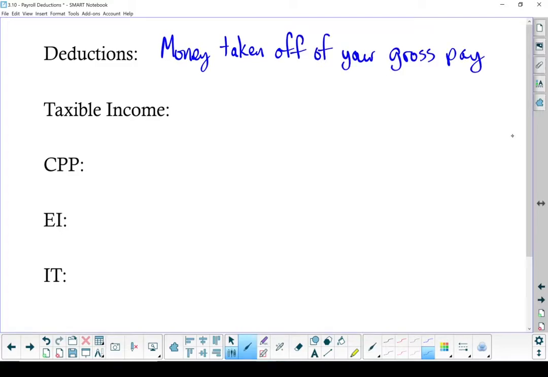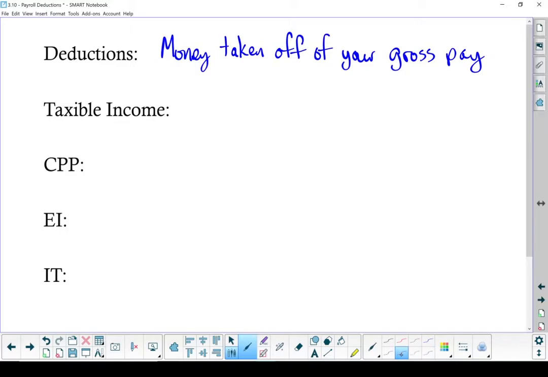Now, when we talk about deductions, there's several. Taxes are a deduction. We have other ones like employment insurance and Canada Pension Plan. You also may have some through your work as well. Some workplaces have their own retirement plans built in. Some have medical plans. Every job is going to have slightly different deductions, but there are some deductions that all jobs have, and we'll get into those in a little bit.